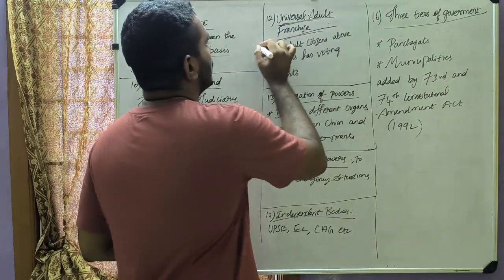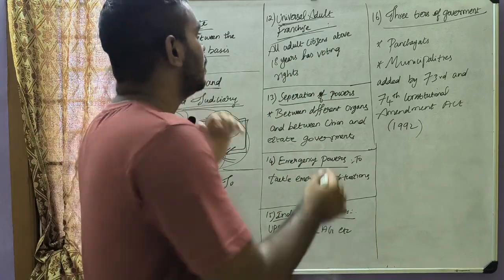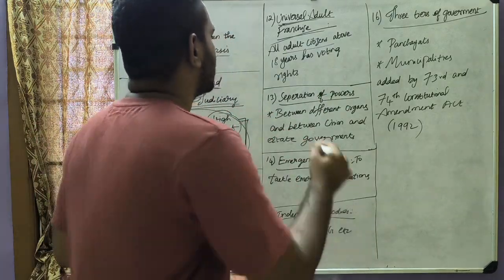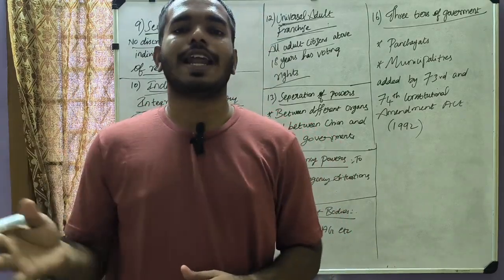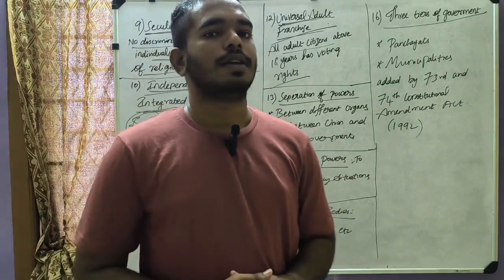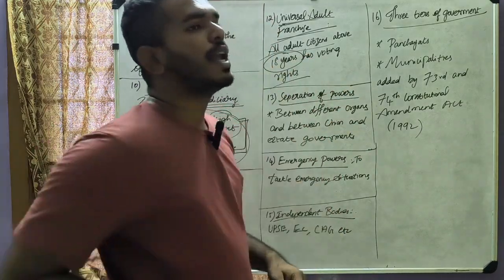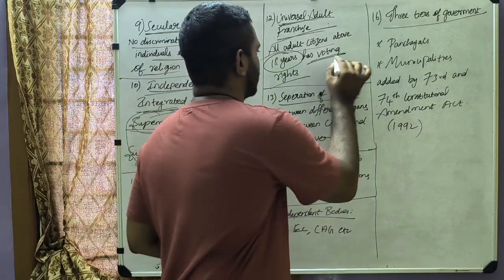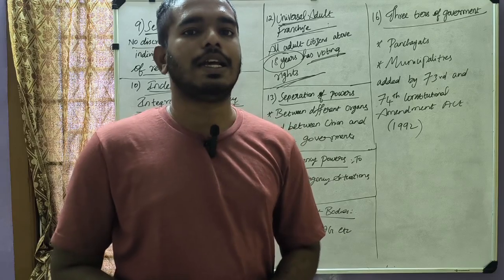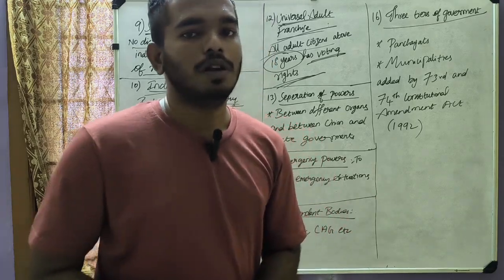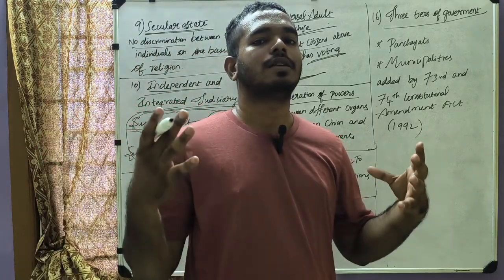Next one is universal adult franchise. All adult citizens above 18 years have voting rights. As we know, we are voting to elect an MLA, MP, etc. So the person who is above 18 years has voting rights. All persons who are above 18 years and who get a voter ID are eligible to vote in India. There is no discrimination based on religion, caste, etc.